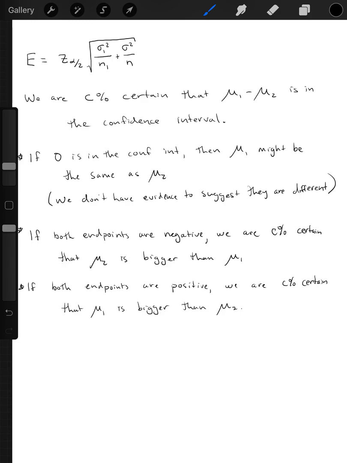Right? The confidence interval itself, this statement is not usually what we're focused on. We're focused on whether 0 is there, or they're both negative, or they're both positive. Because what we really want to say is whether or not one of them is bigger than the other. Right? So let's do some word problems.